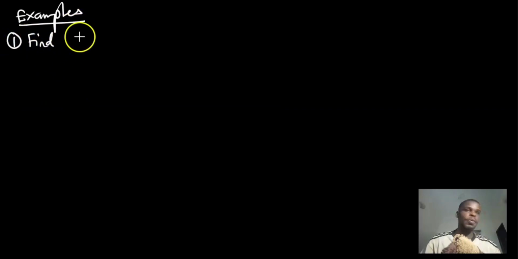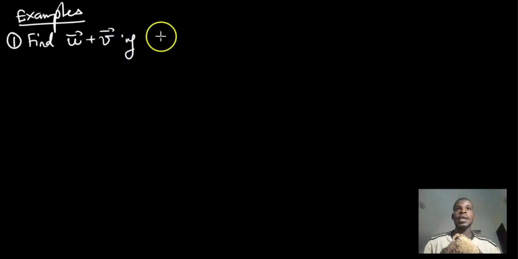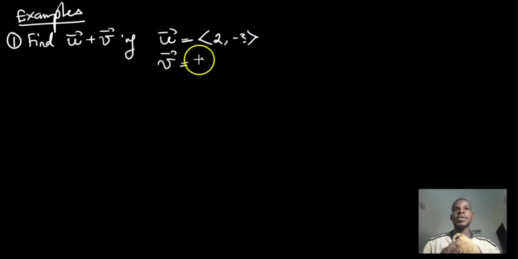So let's say we have the following example. We want to find the sum of these two vectors, vector u plus v, if we are given that vector u is a vector containing 2 and -3, 2 in the i hat direction and -3 in the j hat direction, and then we're given vector v to be a vector containing -1 in the i hat direction and then 5 in the j hat direction.